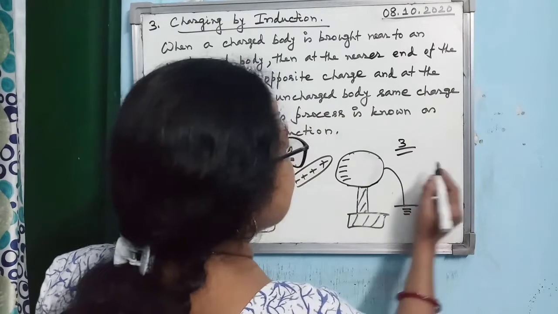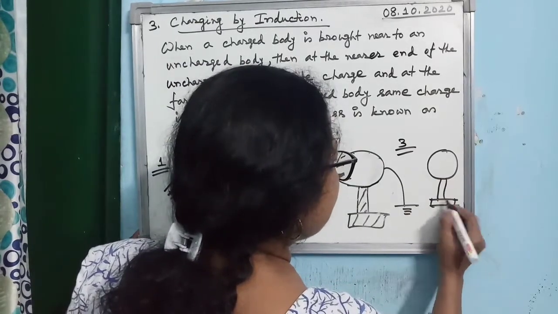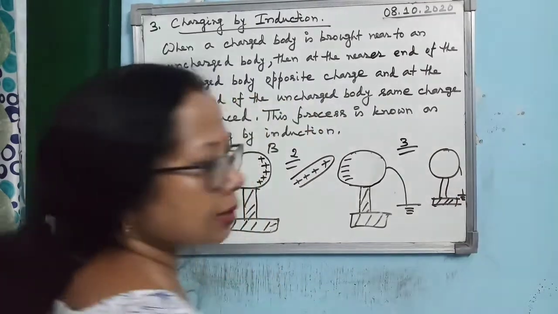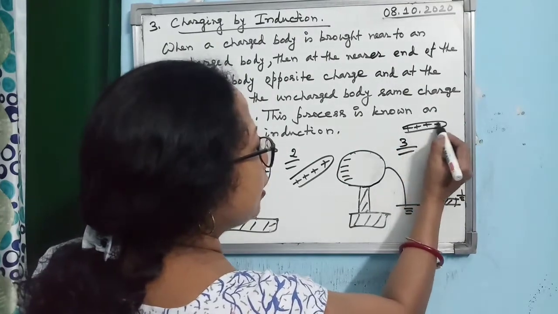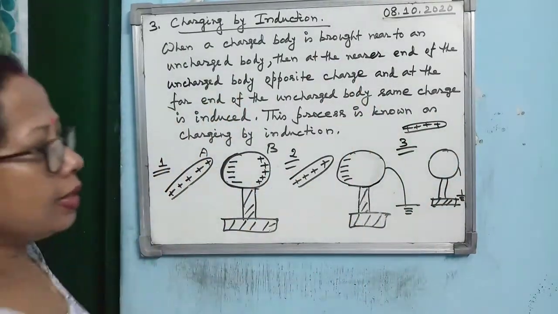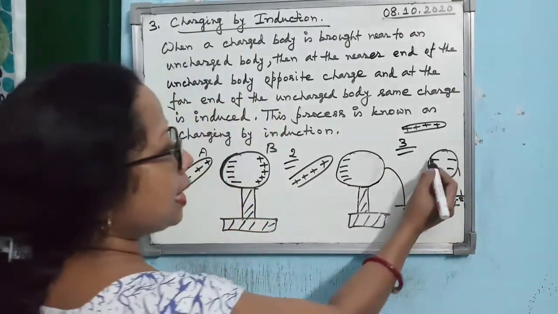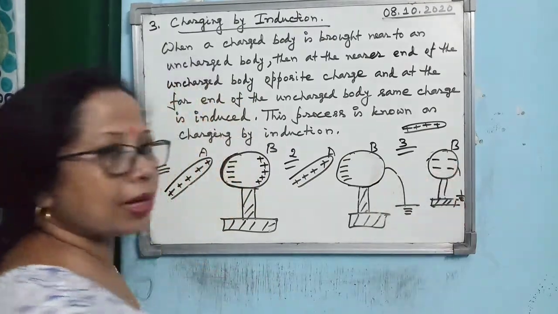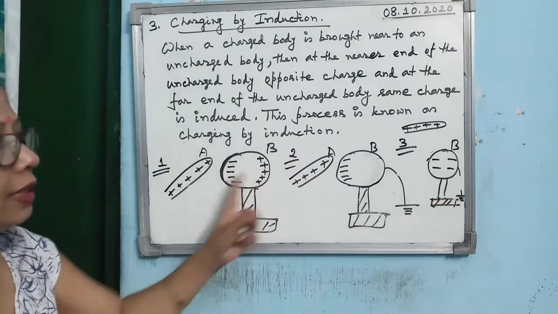Then the third step. First you will cut the ground connection. Ground connection is cut. And then you remove the charged body. Then what will happen? These negative charges will spread themselves over the uncharged body and the body will become charged. So look at it, this is charging by induction.